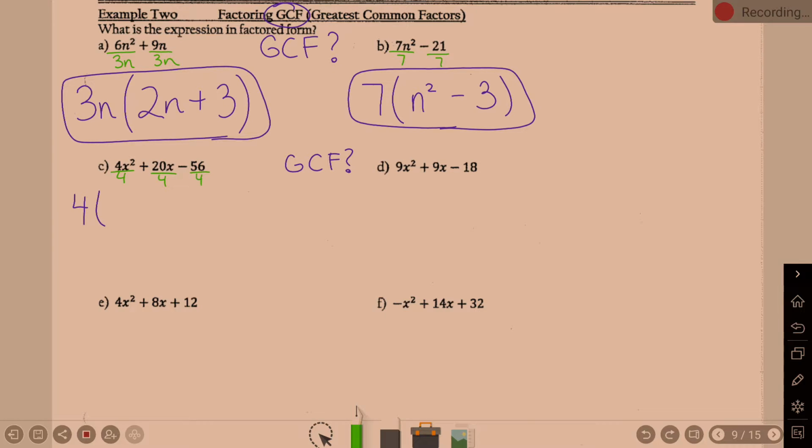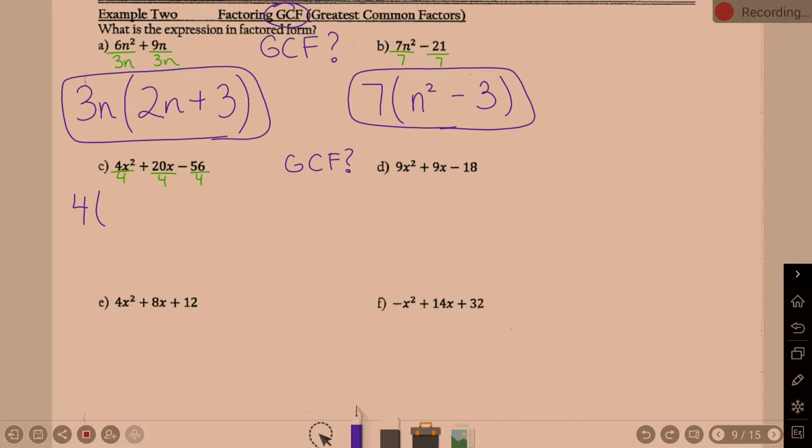Wait, is it 4 or 4x? It'd be 4x because there's 2 common. No. It'd just be 4 because one of them doesn't have an x in common. Okay, sorry, there's no x on 56. So just 4. Okay.